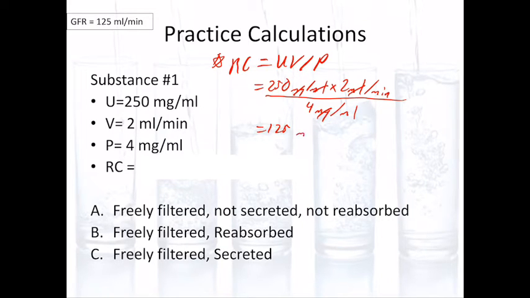Okay, so we're left with 125 mils per minute. And that's equal to GFR, right? So if it equals GFR, then we would say that it's freely filtered, not secreted, not reabsorbed. So this would be an example of A.